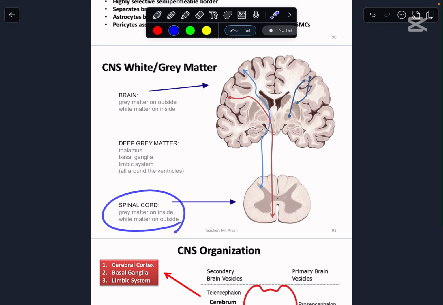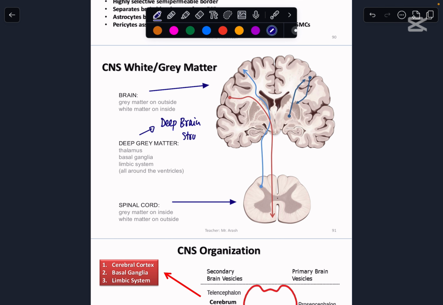This is in contrast to the spinal cord. As you can see, the gray matter is on the inside, right? So here the gray matter was on the outside. So that's the difference between the brain and the spinal cord. What you also notice is that the deep gray or the deep nuclei, if you remember the deep structure, the deep brain structures are also located here, right?